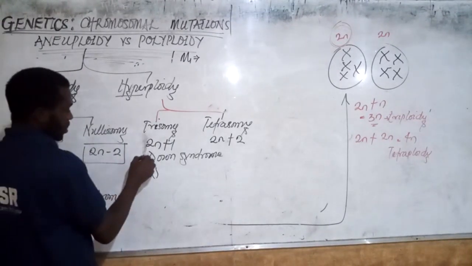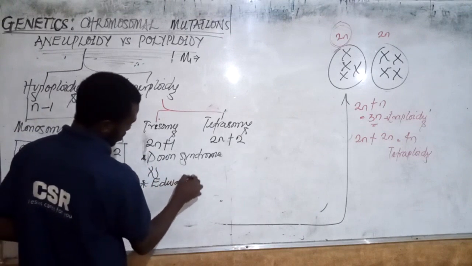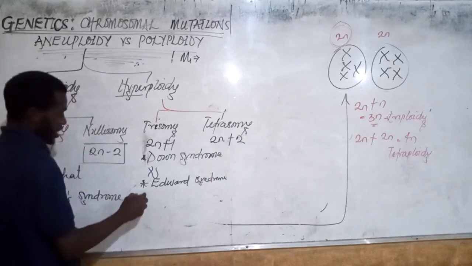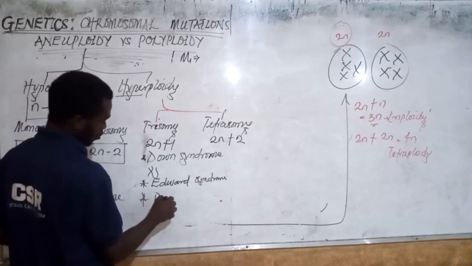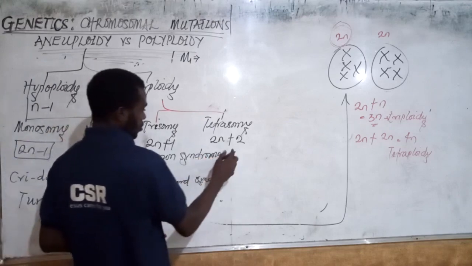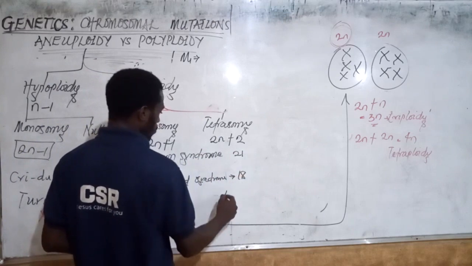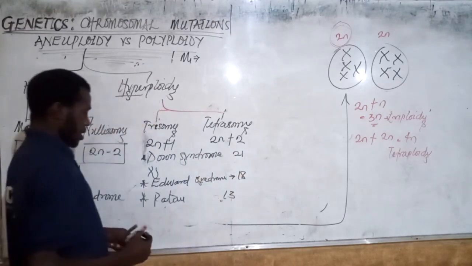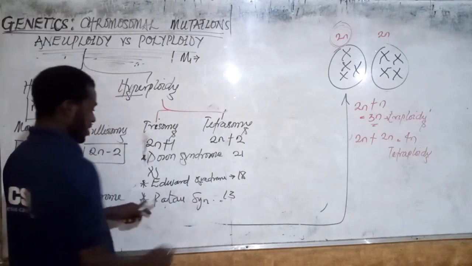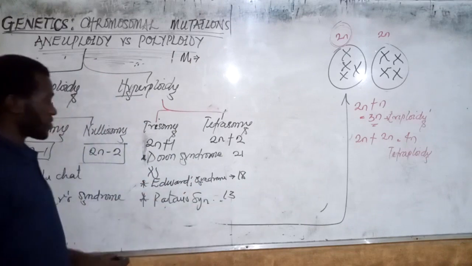There is also the Edward syndrome, and there is also the Patau syndrome. Basically, Down syndrome is on chromosome 21. Edward syndrome happens on chromosome 18. The Patau syndrome happens on chromosome 13.